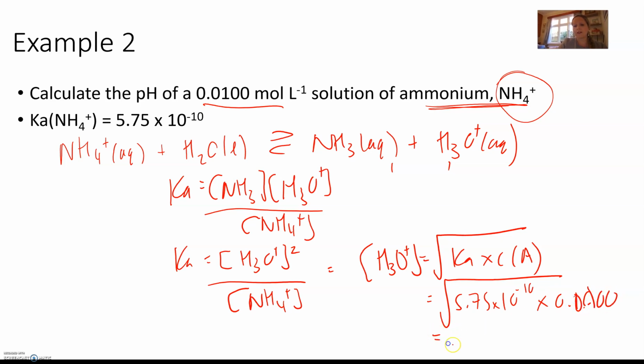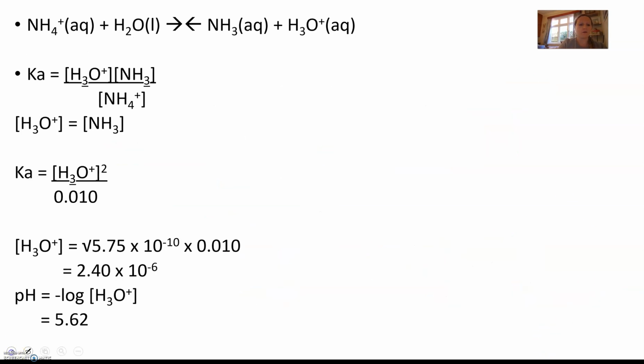And when you've got your answer, that'll give you H3O plus, which you then negative log. I'm going to flip to the next slide because the answer's already there for us. When you do that, here's the working: you get 2.4 times 10 to the negative 6 moles per litre. If you negative log that, the answer's 5.62.